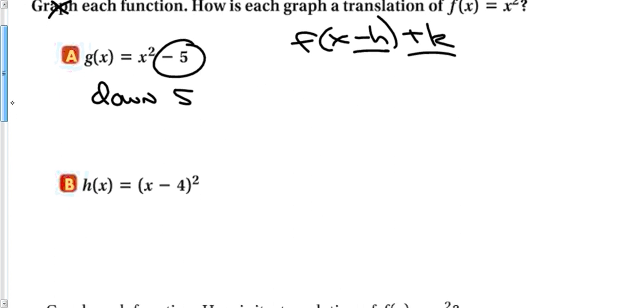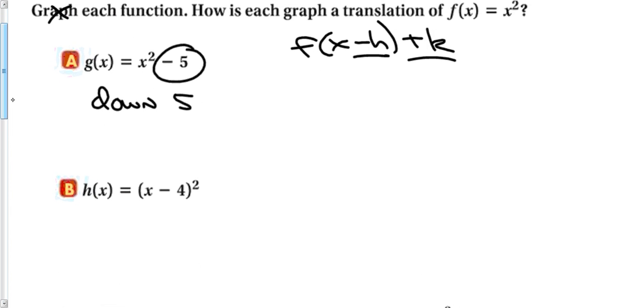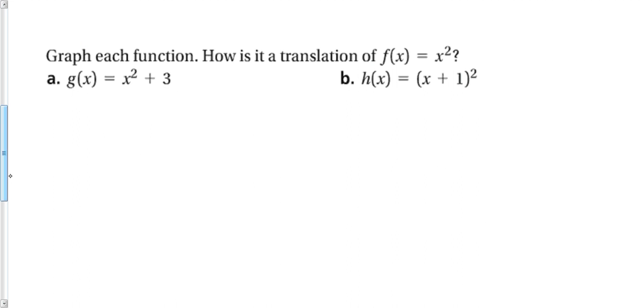where the function moves. So in this case, the function moves right 4 because the negative 4 is inside of the function. Okay? For A, this moves up 3, and for B, that is a left 1. Okay? And if you need to review transformations, they're back in chapter 2.